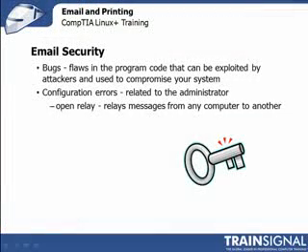There are two primary threats to email security: bugs and configuration errors. Now bugs are just what they sound like. They're flaws in the program code that can be exploited by attackers and used to compromise your system. But the other problem relates to the administrator. And a common one is to configure email as an open relay. And what this does is allows your system to relay email messages from any computer to another. Now spammers used to use this method as a means to send their emails while masking their identities, but most have moved on to far more sophisticated methods.